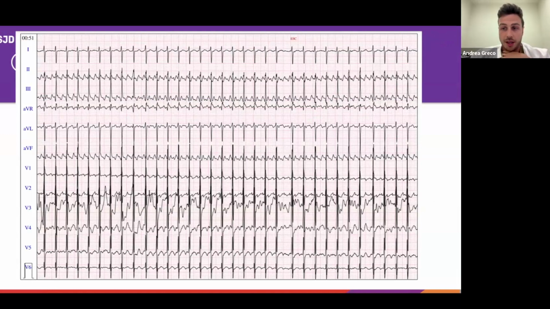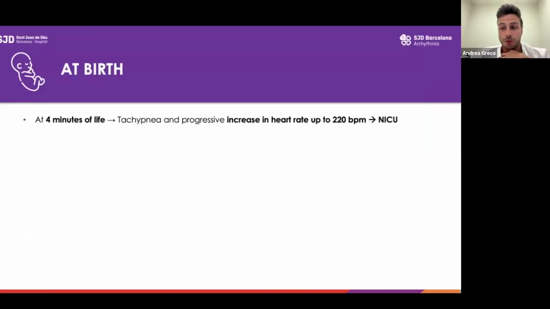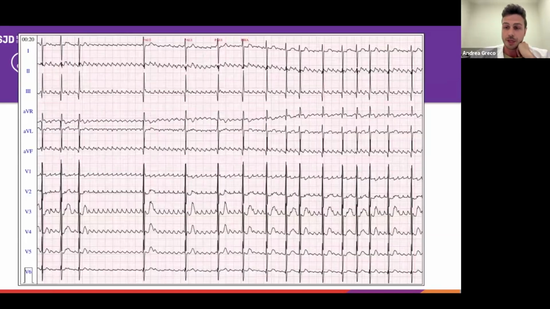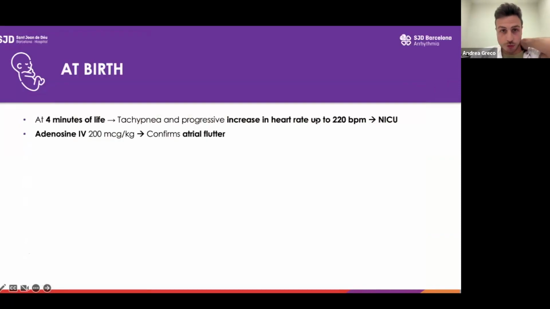We can see the characteristic F waves of the atrial flutter, negative in 2, 3, and AVF leads, with 2-to-1 or 3-to-1 AV conduction. So we moved to the NICU, and we decided to use adenosine for the diagnosis. And this is the electrocardiogram during the infusion of the adenosine, where we can see better the F waves, characteristic of the atrial flutter, with the AV nodal blocks secondary to the adenosine infusion. And then gradually come back to the previous rhythm. So we confirmed the diagnosis of atrial flutter.